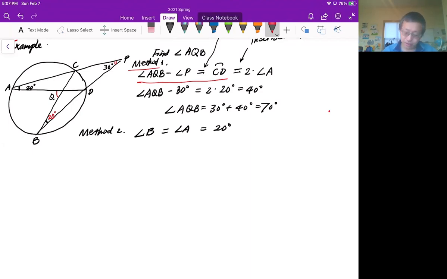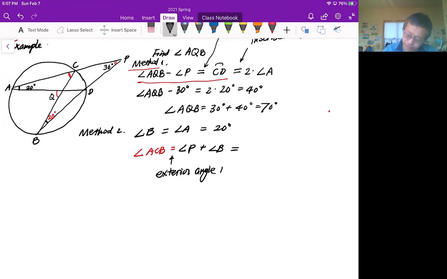If this angle is equal to 20 degrees, can you tell me the angle measure of this angle here, the angle ACB? Well, this is the exterior angle of the triangle BCP. So I can write the exterior angle is the sum of angle P plus angle B. That's the exterior angle theorem. So that's equal to 20 degrees plus 30 degrees, which is 50 degrees.